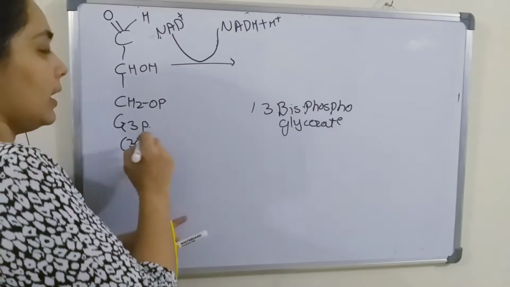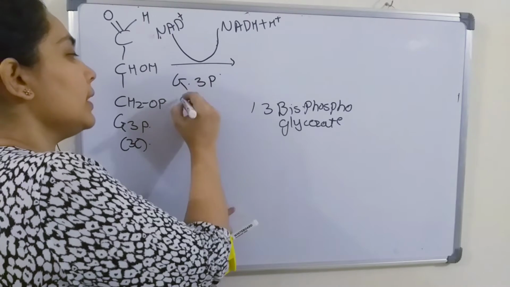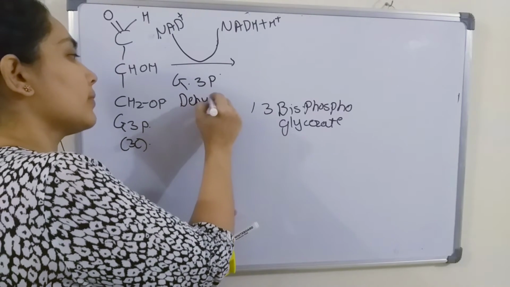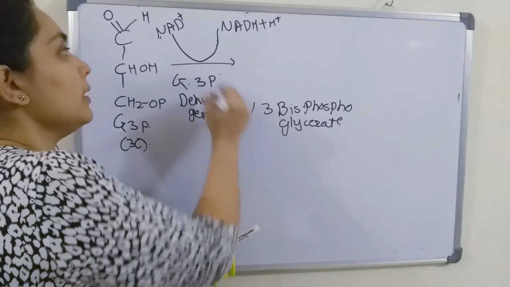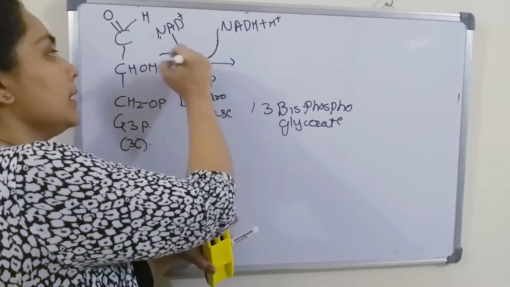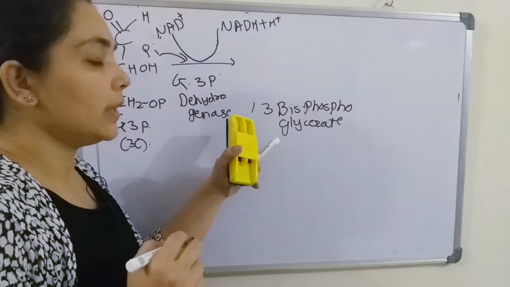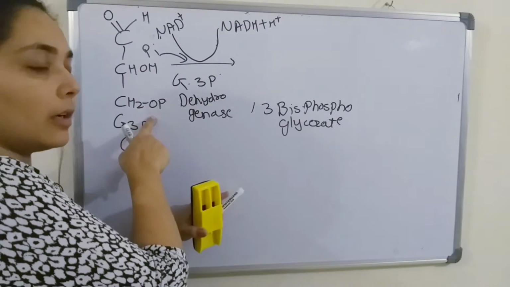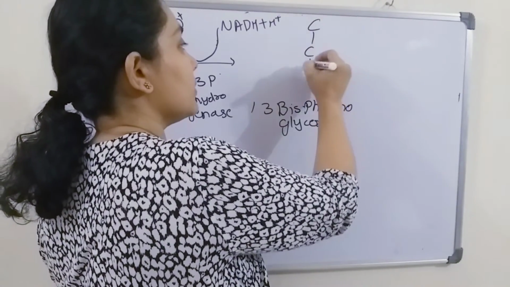The enzyme is glyceraldehyde 3-phosphate dehydrogenase. And here there is the addition of one inorganic phosphate group. So now we will have phosphate at 2 positions. Already we have it at the 3rd position, so now we will have it at the 1st position as well.